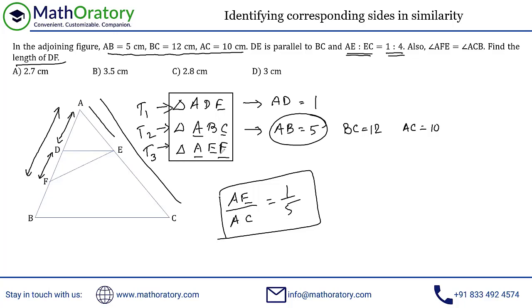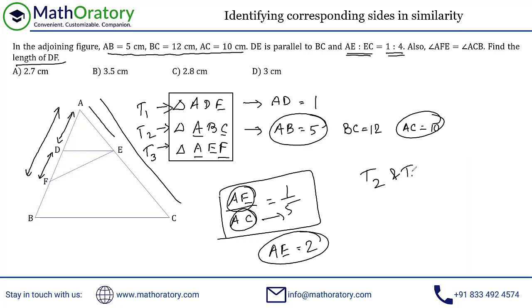But what value do we know to compare? For the second triangle, I know all the three sides. For the third triangle, I actually know the value of AE, right? So AE is actually 1/5 of AC. AC is given to us as 10. So the AE value is 2. So this is known to us, right? For triangle 2 and triangle 3, we know that AE is corresponding to AB, right? So AE and AB, whichever I know, I'm trying to use that. So I have a ratio of 2/5.